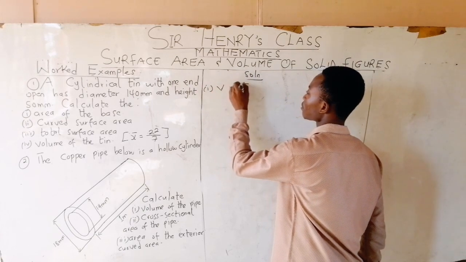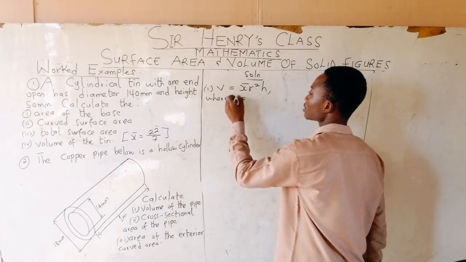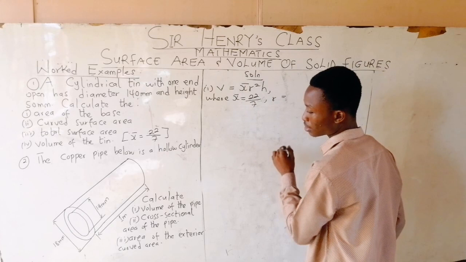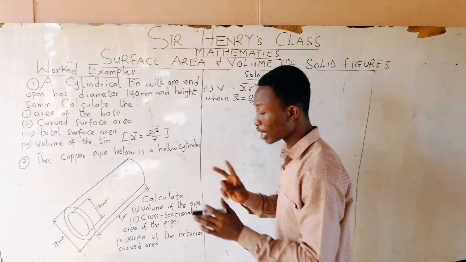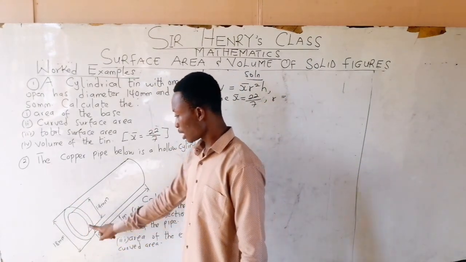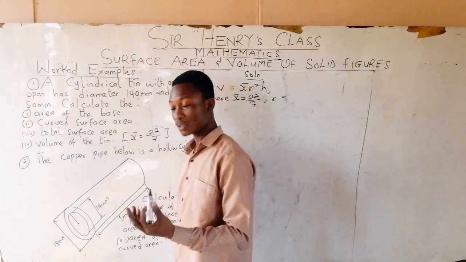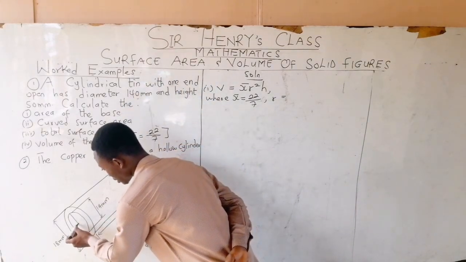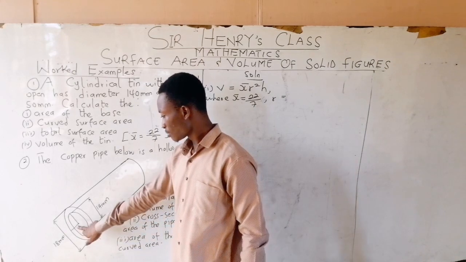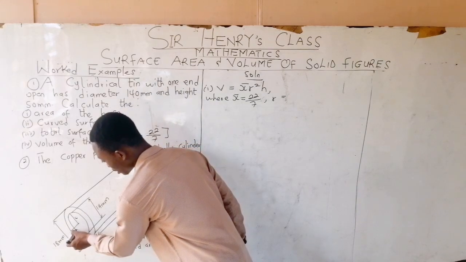And volume is given by pi r squared h, where our pi is given by 22 over 7. Sorry, our radius. Now, we have two radii, as I explained earlier on, with two concentric circles. From this center, to touch the small circle, is one radius. From this same center to touch the big circle is also another radius. So the radii are not the same. So the small r, this one, to the small circle. To the big one gives you the big R.